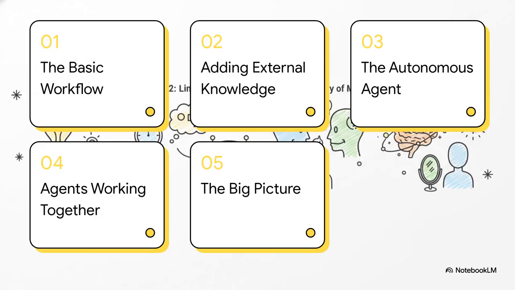So here's our game plan. We'll kick things off with the basic workflow. Then we'll see what happens when you add external knowledge. After that, we'll dive into autonomous agents, see how they can actually team up, and then, finally, we'll pull it all together to see the big picture.